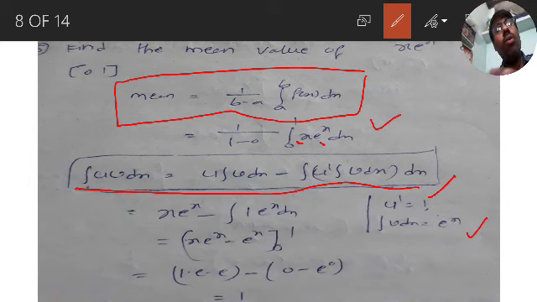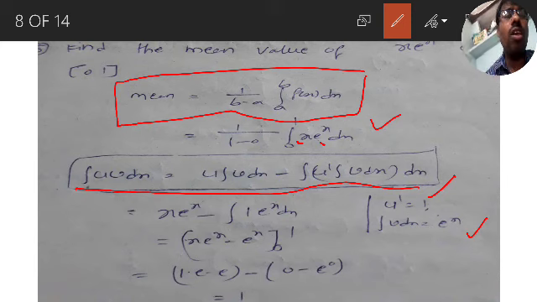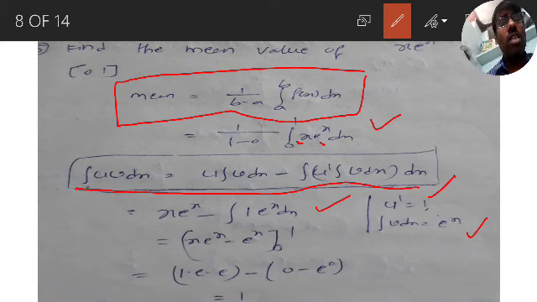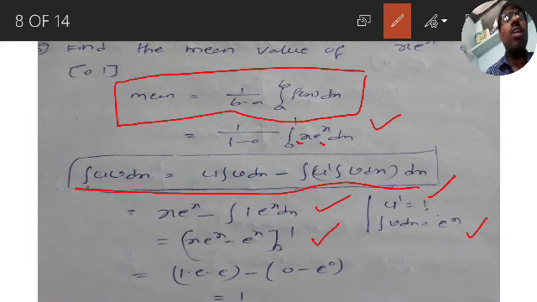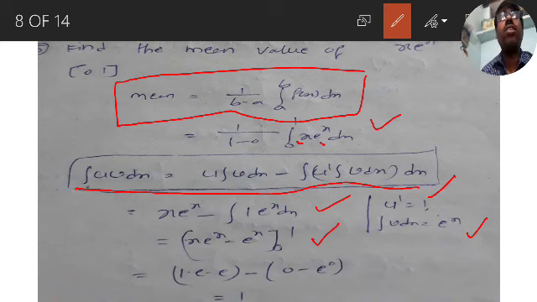Substitute: u into integration of v, that is x into e power of x, minus integration of u dash, 1, into integration of v, e power of x. So x into e power of x minus integration of 1 into e power of x. 1 into e power of x is again e power of x. So e power of x integration is e power of x. So what is that? x into e power of x minus e power of x, from 0 to 1.